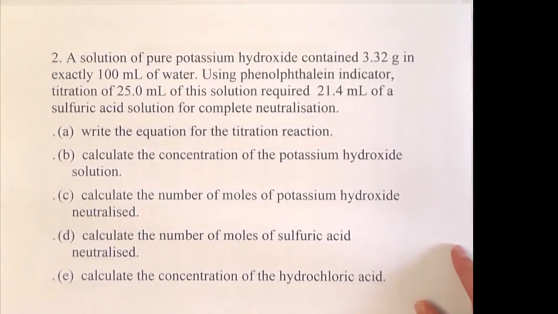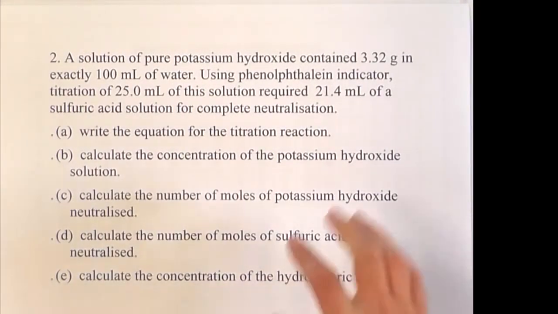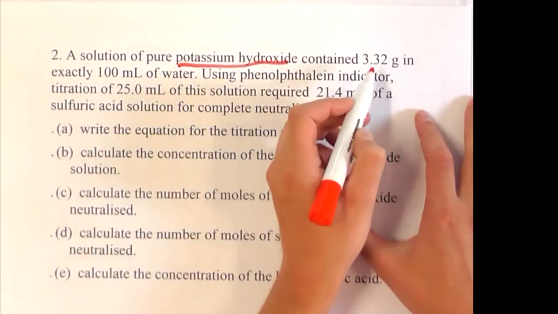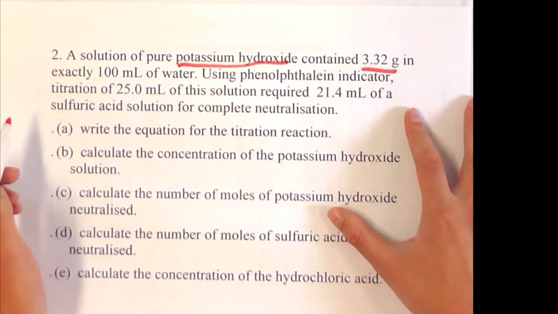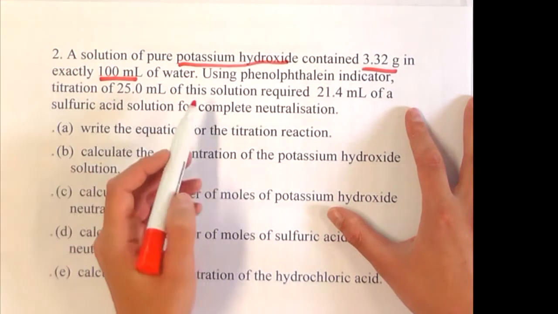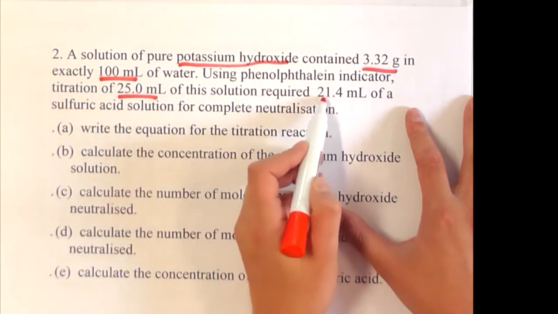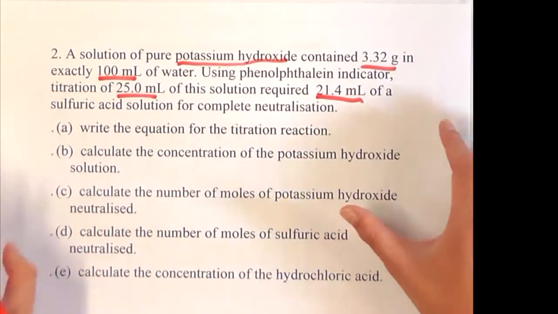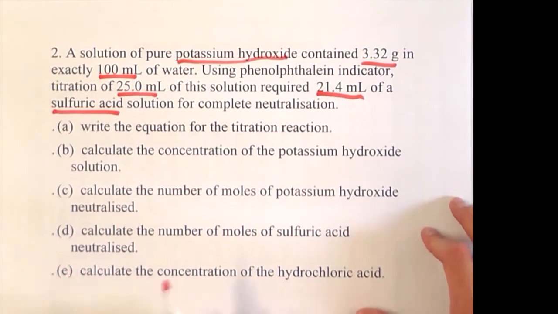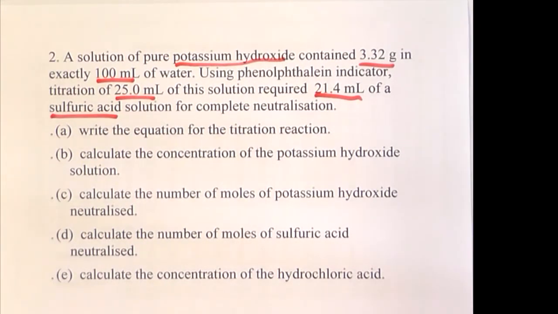So here's an example question. The first thing we're going to do is look at what we know. We've got a solution of pure potassium hydroxide, that's important. It contains 3.32 grams of the potassium hydroxide in 100 mLs of water. Using phenolphthalein indicator, 25 mLs of that solution required 21.4 mLs of a sulfuric acid solution. So sulfuric acid is important. What I've done is underline all the important parts of this question, so then we can get started.